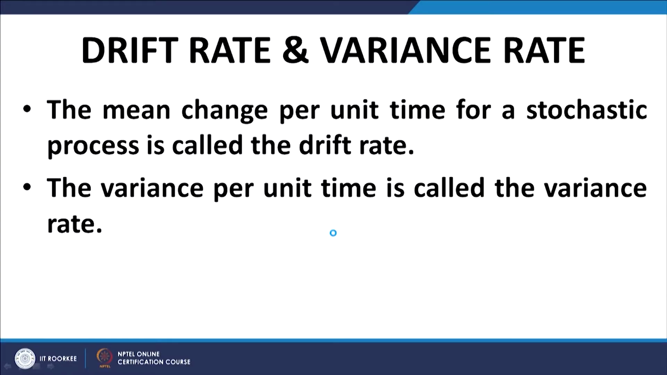Drift rate: the mean change per unit time of a stochastic process is called the drift rate, and the variance per unit time is called the variance rate. So, the mean change per unit time is the drift rate, and the variance per unit time is called the variance rate.